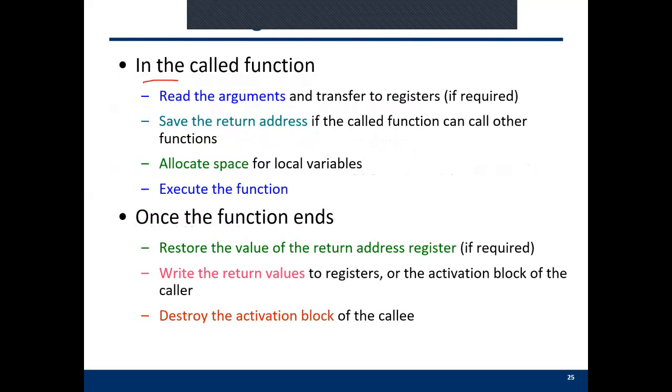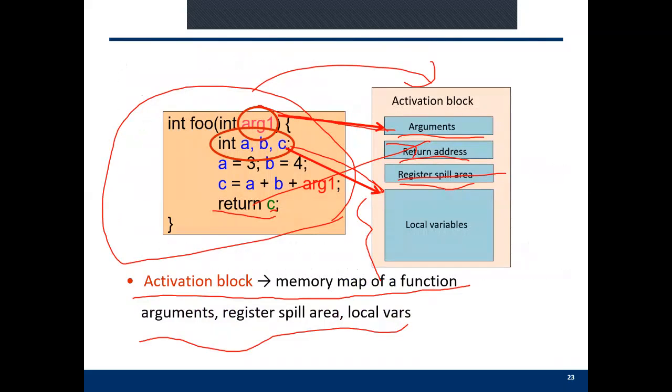In the called function, first we need to read the parameters or the arguments. Second, we need to save the return address. And then we allocate space for all the local variables. And then we can execute the function. Because this activation block is actually allocated by the caller, it will assign a limited space for the local variables.